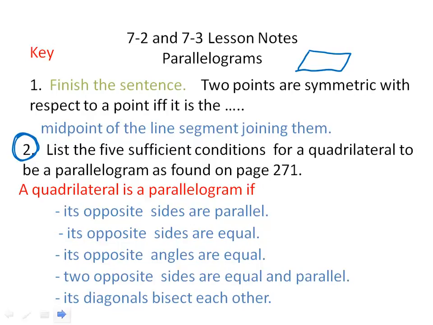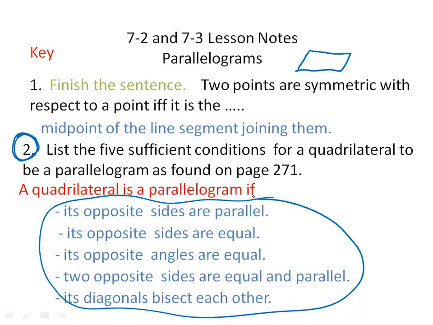So when we try to prove things about being parallelograms in this chapter, we're going to try and show that we have met one of these 5 sufficient conditions, and that's when we can say it's a parallelogram. All right, but you don't have to worry about that today.